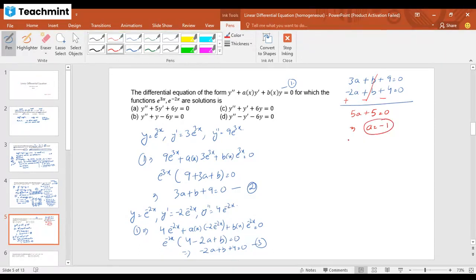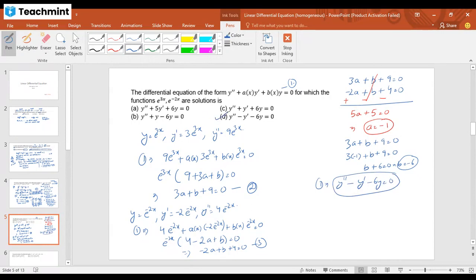If a is minus 1, we can consider here 3a plus b plus 9 equal to 0. So 3 into minus 1 plus b plus 9 equal to 0. So b minus 3 plus 9 is 6, the value of b is minus 6. So if we replace here, you will get equation number 1 as y double dash minus y dash minus 6y equal to 0. So the correct answer is option D.